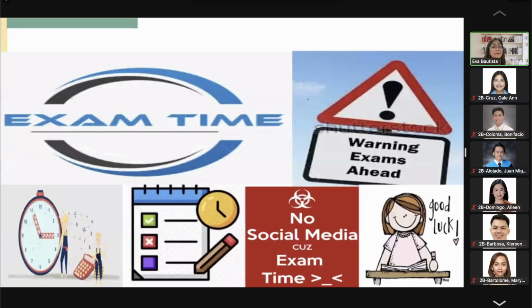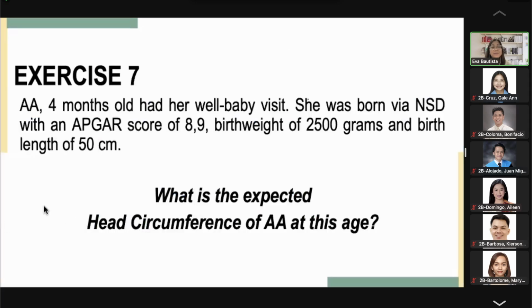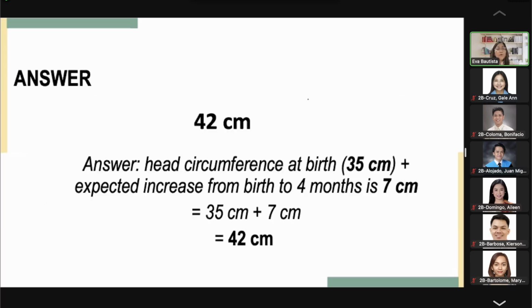So let's have some exercises. How about this one? A 4-month-old, okay? Oh, the head circumference is not given. So we will use the average head circumference, which is 35 centimeters. And we're talking of a 4-month-old. I'm sorry. Na-press ko yung next. Anyway, we'll go to the next na lang.